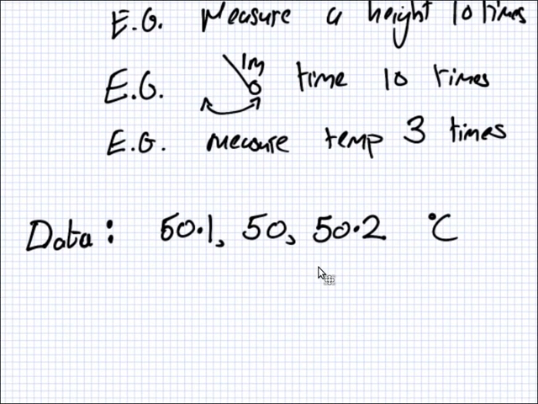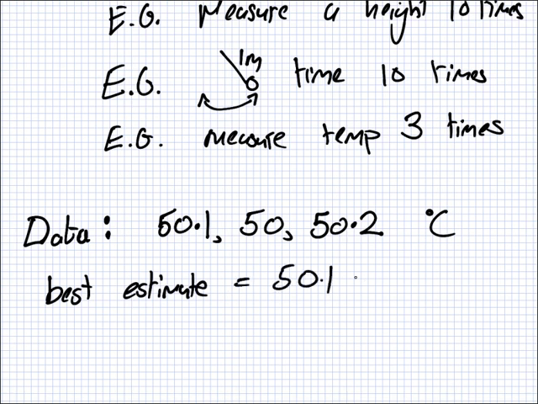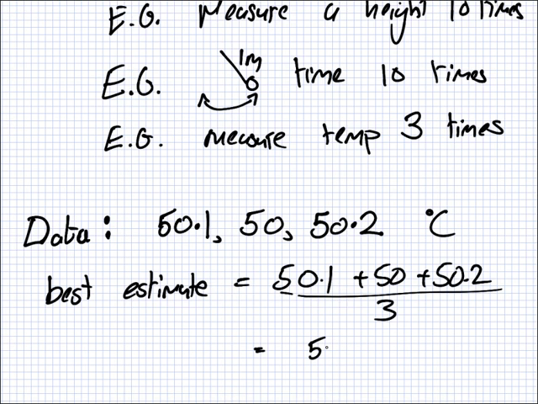Can I scroll down a little bit? Okay, so you probably know this from doing the experiment. What is the best value you should use from these 3 as your answer for the temperature? Which one? Why? It's the average, yeah. So your best estimate is the average. 50.1 plus 50 plus 50.2 all over 3, which is 50.1 Celsius.